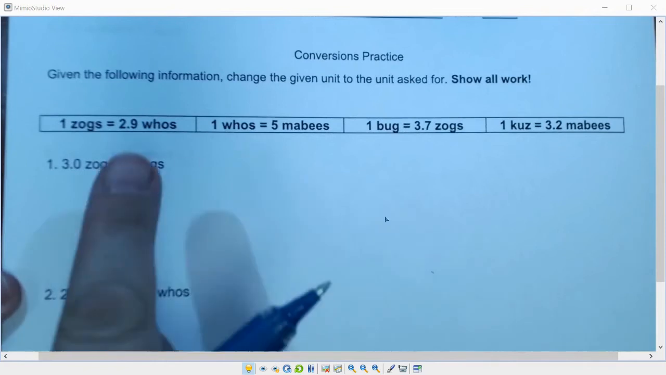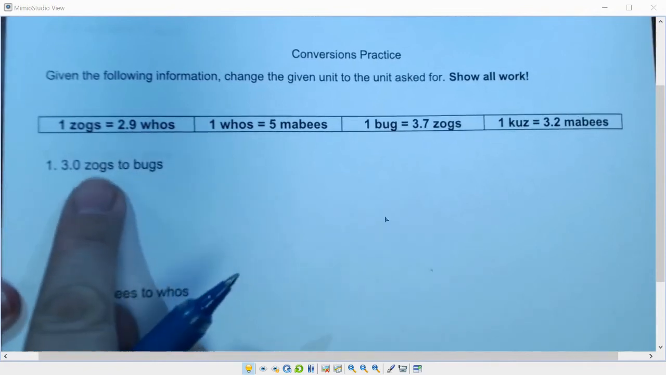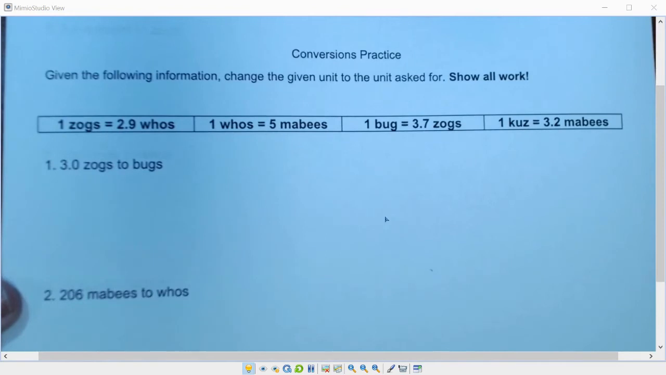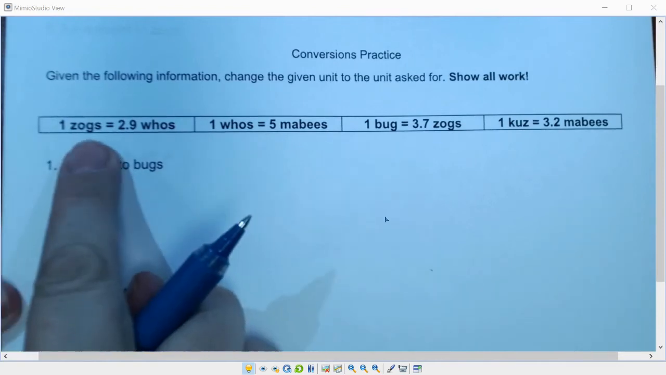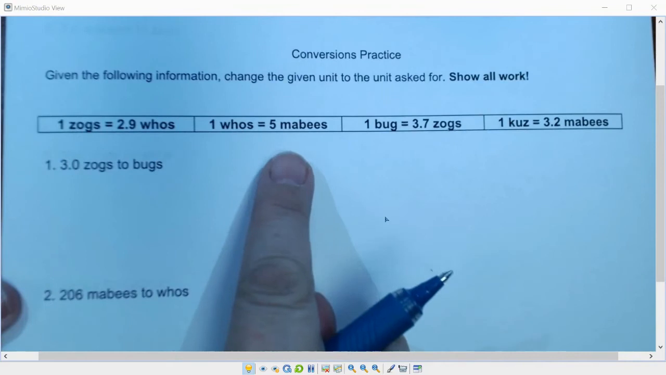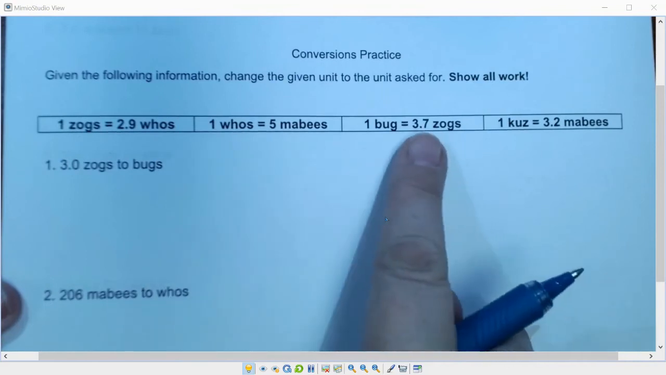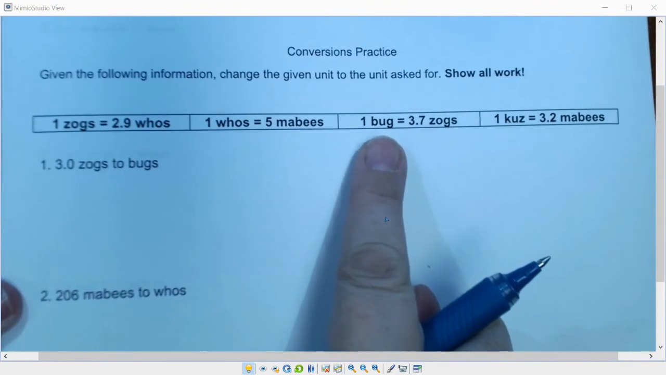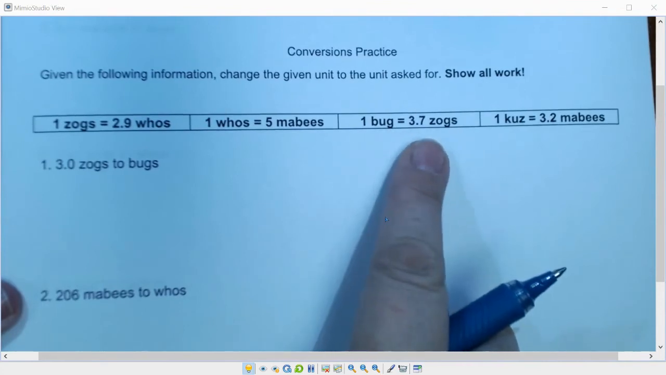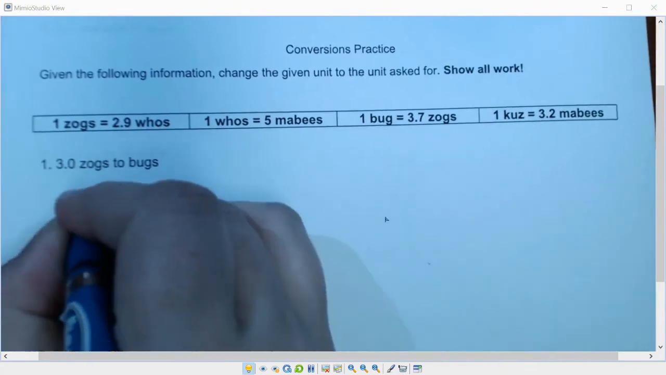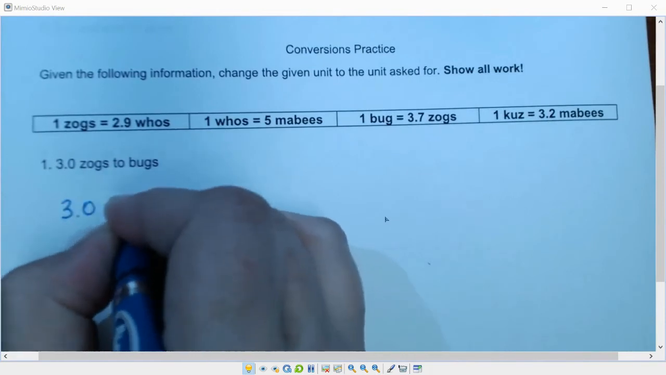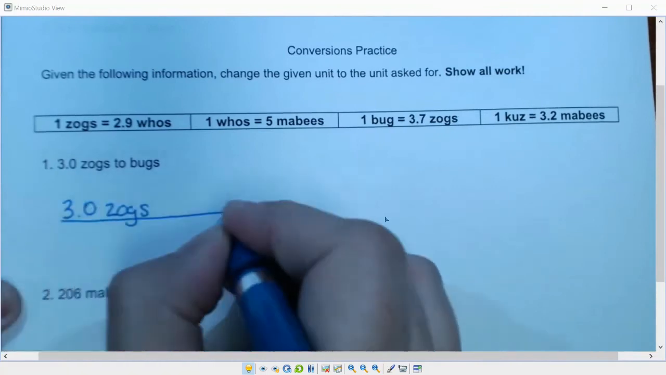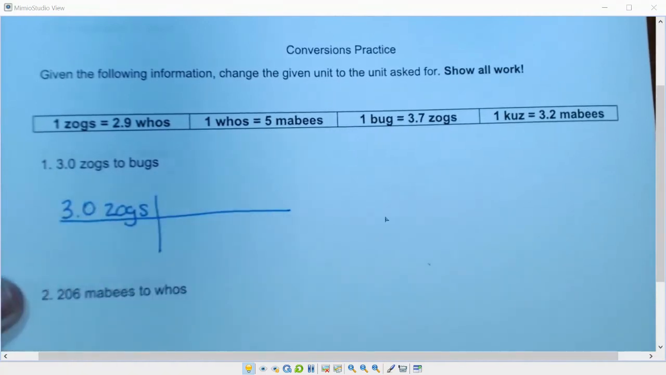So this first one, we want to convert zogs to bugs. And if you notice, there are no direct conversion factors that get us directly from zogs. Oh, I take that back. There it is right there. There's a zog directly related to a bug. One bug contains 3.7 zogs. So I'm going to say my original number with its unit, set up my train track.